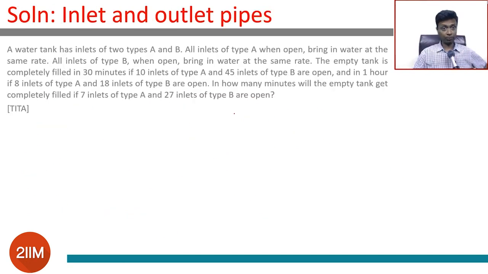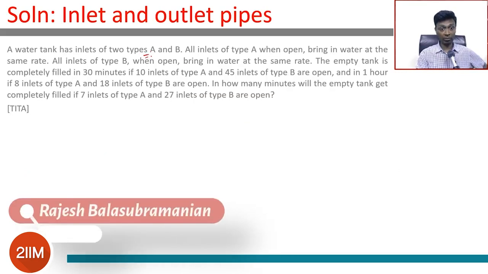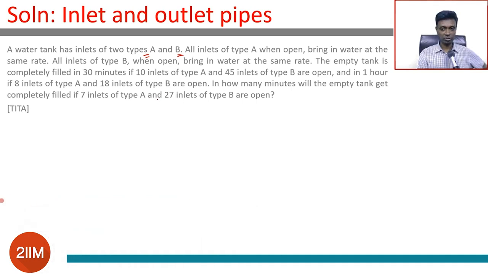Inlet and outlet pipes. A water tank has inlets of two types, A and B. All inlets of type A when open bring in water at the same rate. All inlets of type B when open bring in water at the same rate. The empty tank is completely filled in 30 minutes if 10 of type A and 45 of type B are open. We're going to assume A is the rate at which inlet A fills, B is the rate at which inlet B fills.